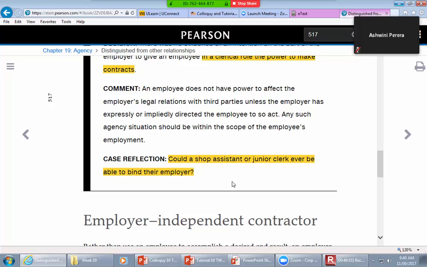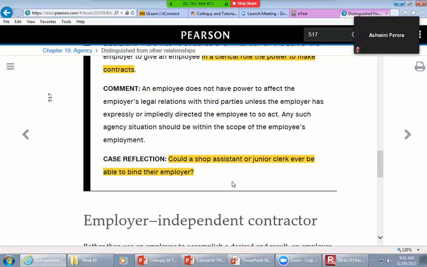Look at Vodafone, for example. If you enter a Vodafone or a Telstra shop and you want to enter into a service contract where you can also get maybe your mobile phone as part of a package, who's dealing with you? It's a floor assistant, right? But they end up providing you with a pro forma contract and you end up sitting and signing, right? So this is what we're talking about here. Sometimes the employer would give this employee express authority to enter into a contract with you on Vodafone's behalf or on Telstra's behalf.